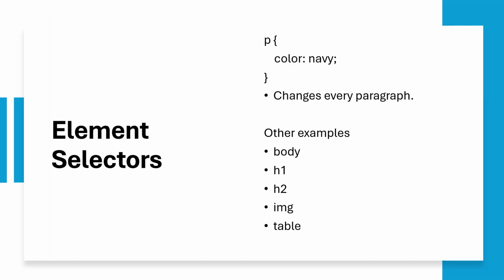So element selectors apply a style to every occurrence of a particular HTML element. For example, if we create a rule for paragraphs, every single paragraph on the page will receive that formatting automatically. This makes it a lot easier to create a consistent appearance throughout a web page.